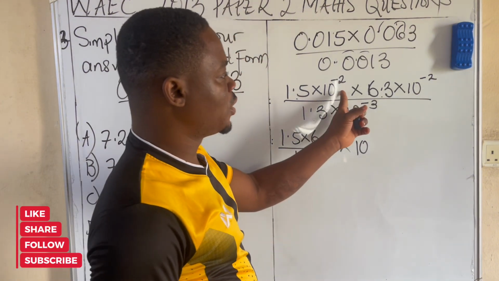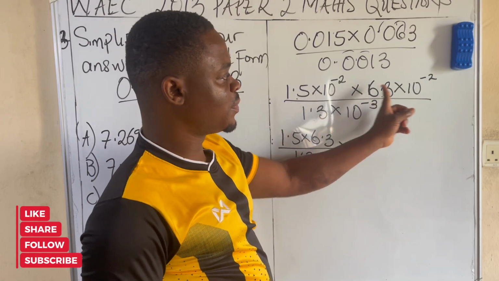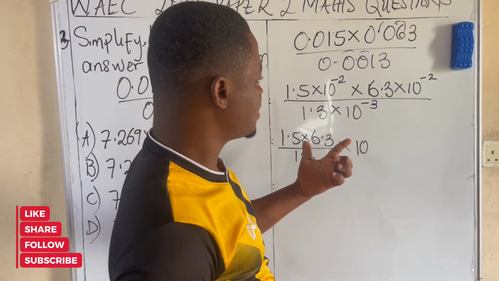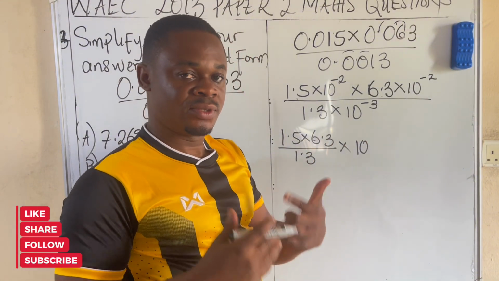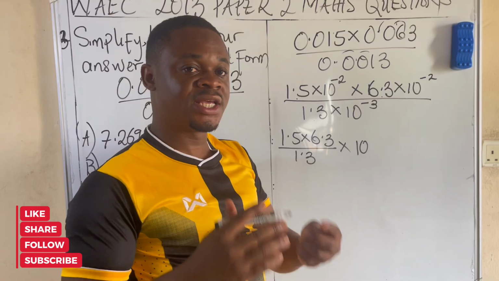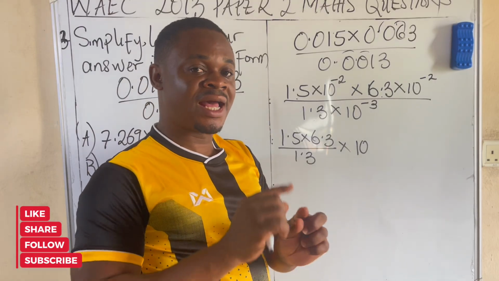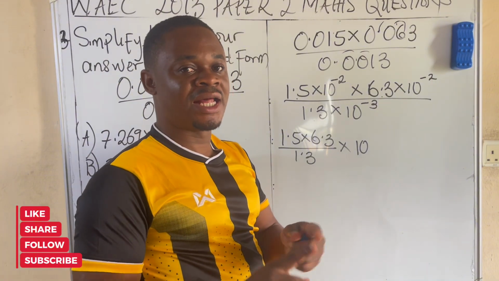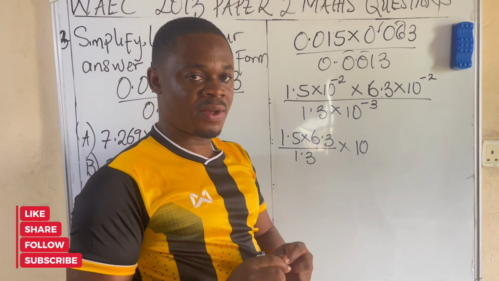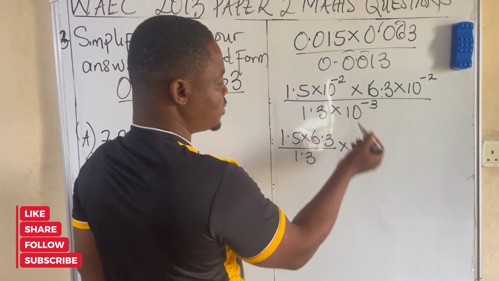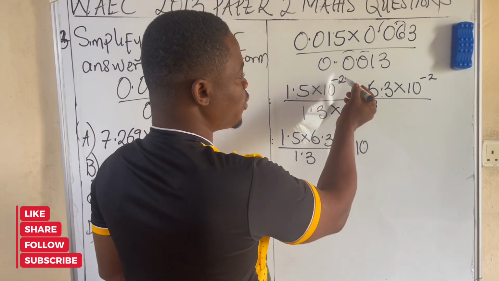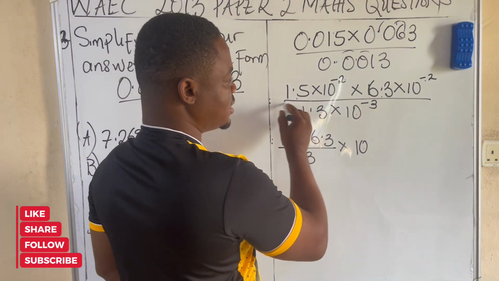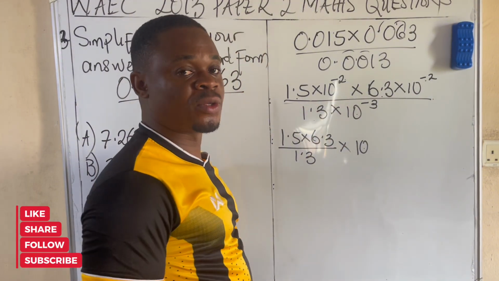and for the one on top, which is multiplying each other, there's a law of indices that says when numbers with powers are multiplying each other, you take one of the base, then add the powers. If it is a division, you take one of the base and subtract the powers. So here we'll take the base. We have taken the base, which is 10, and we are going to add the powers. For the division sign, we are going to subtract the power.